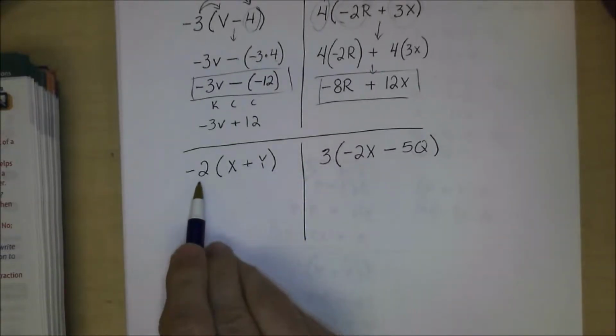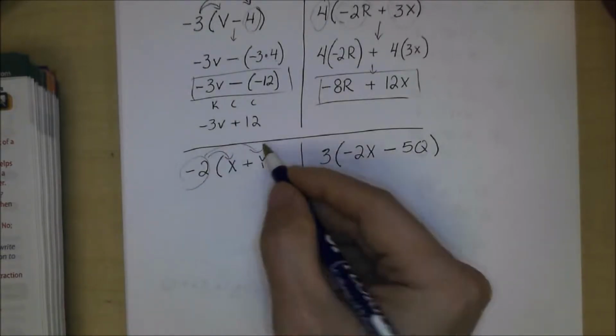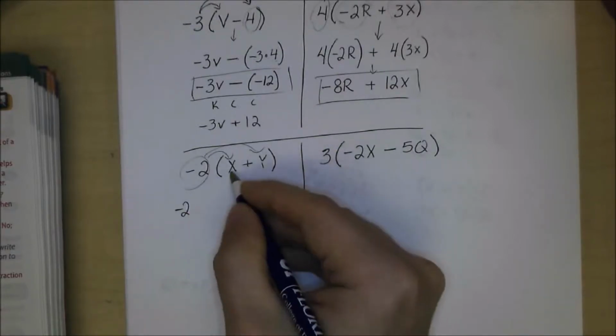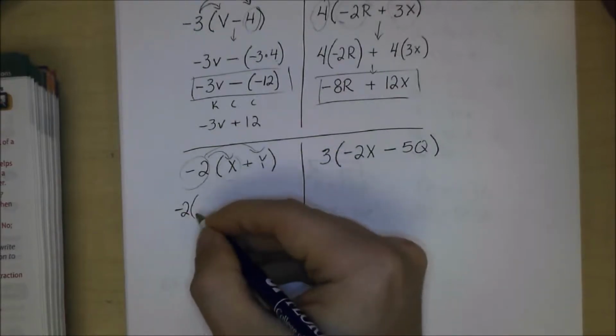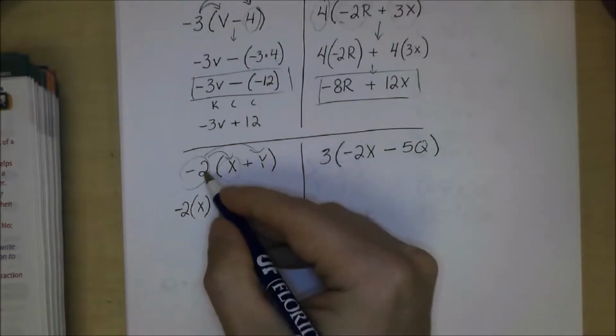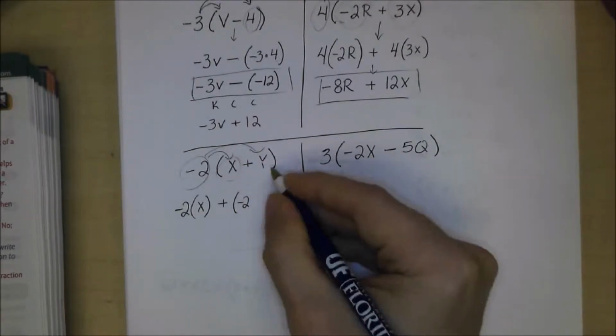So here I've got a negative 2, and I'm going to distribute that times that term and that term. So I've got negative 2 times this first term, which is x. I can put that right in parentheses if I want to. Plus, I've got negative 2 again times y.